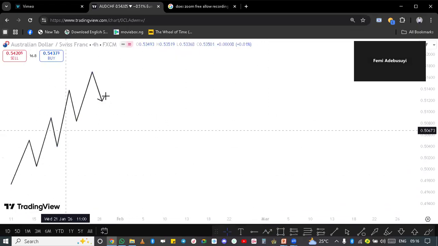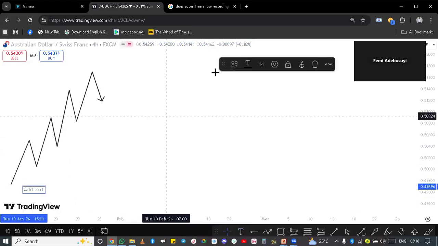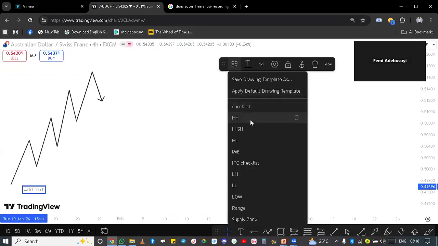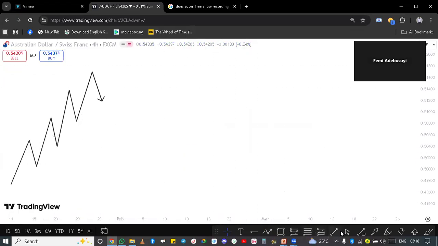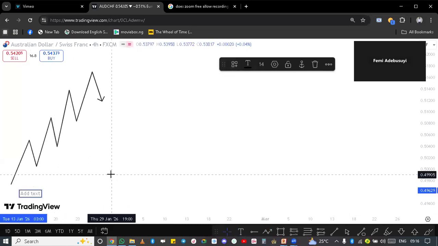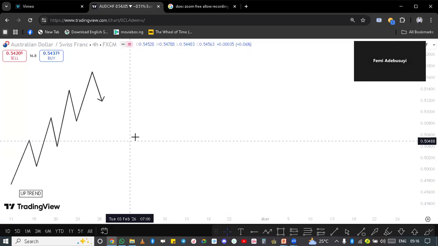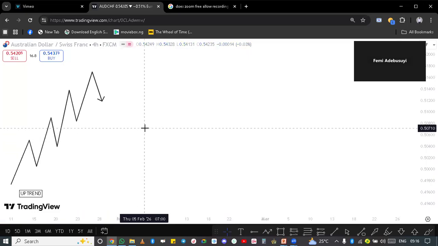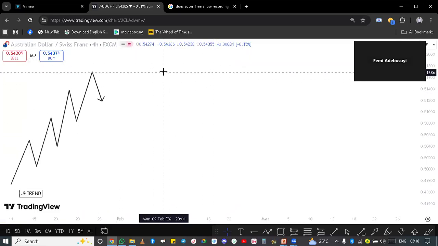Let me add text to it so you can have better clarity here. Uptrend, very important. It's either we are in an uptrend, or we are in a sideways trend. Sideways, what do I mean by that?